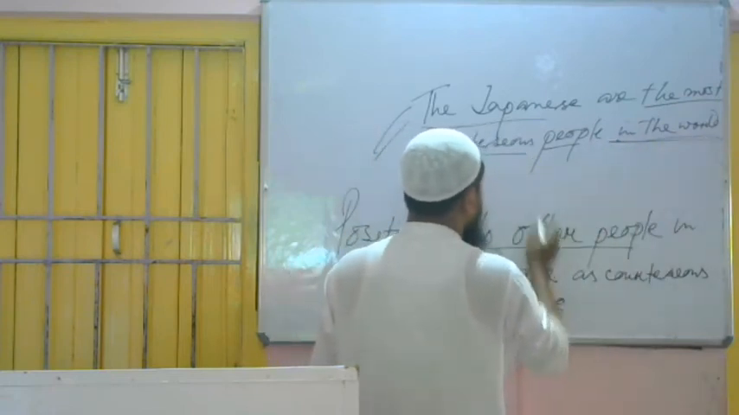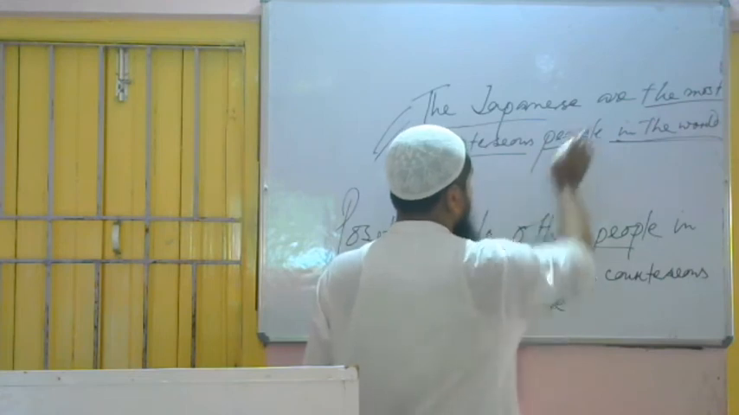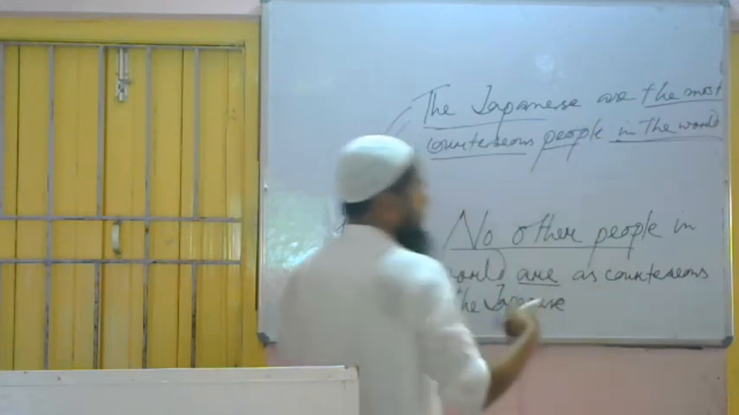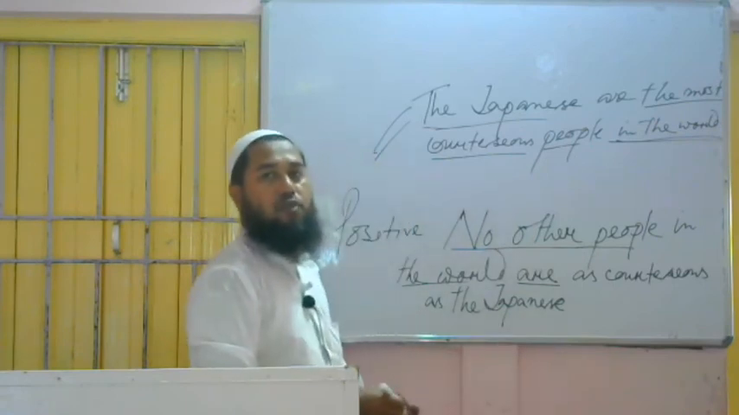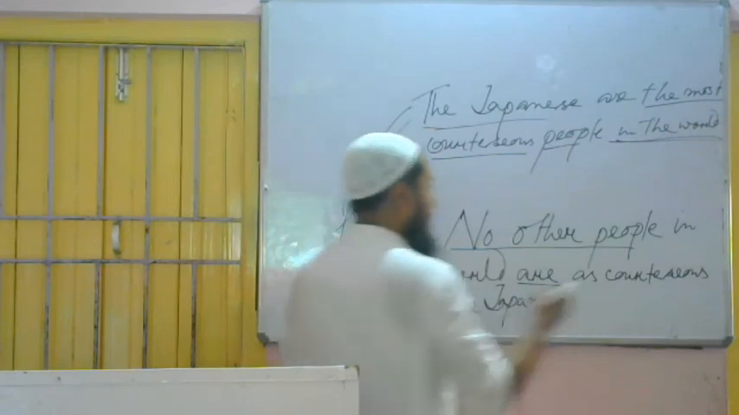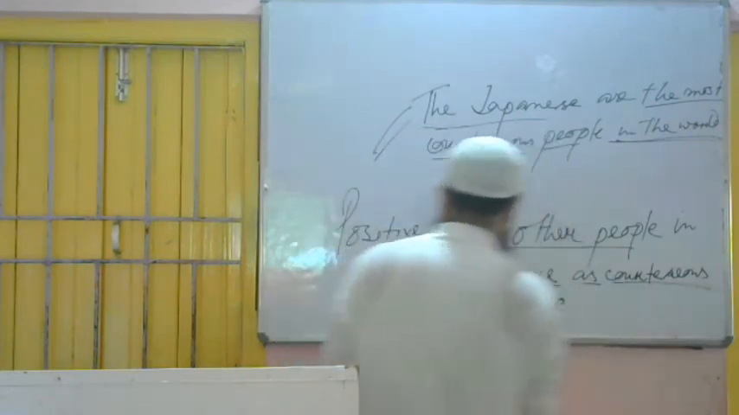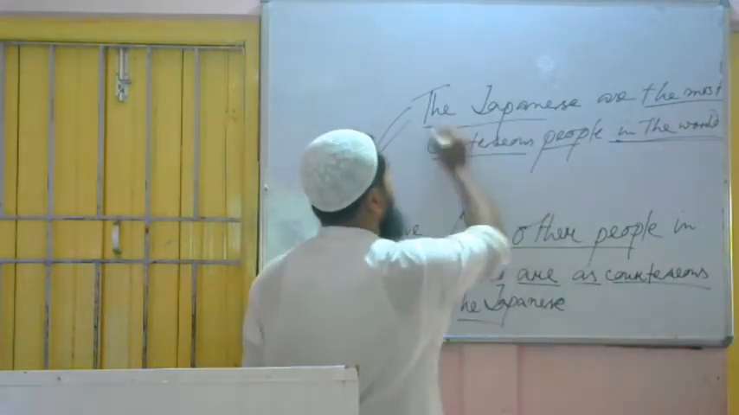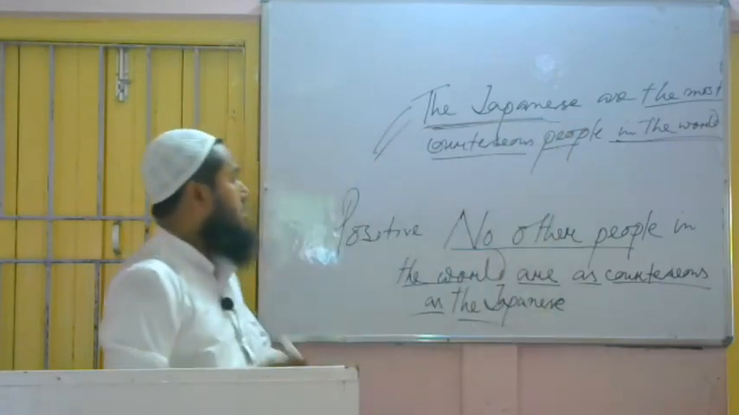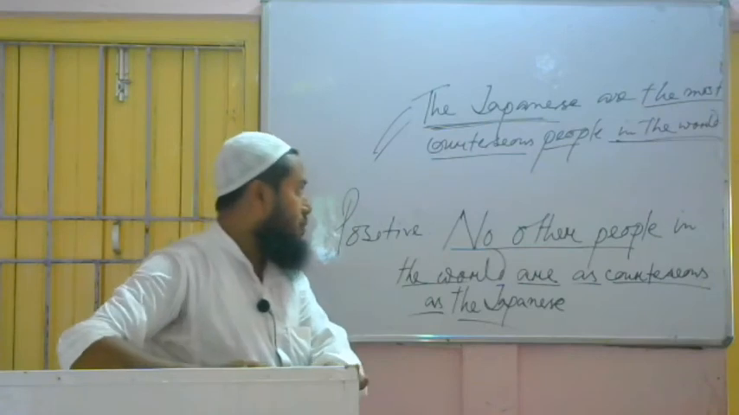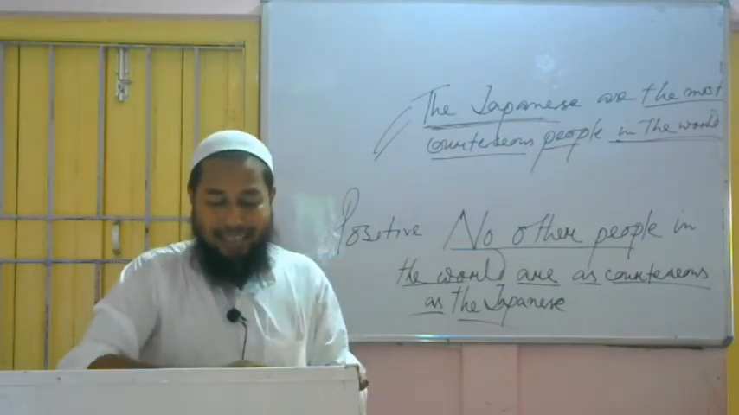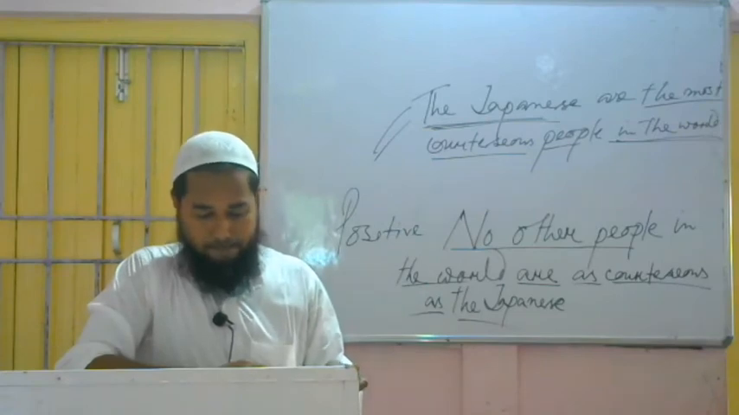In the world. As we have to use an auxiliary verb after that, and as it is plural, people, we have used "are". Then we have to form the positive. We know the formation of positive is as, adjective, as. So we have written as courteous as, then what? The Japanese. This is the subject. That means the first thing we have taken to the last. The Japanese are the most courteous people in the world. No other people in the world are as courteous as the Japanese.